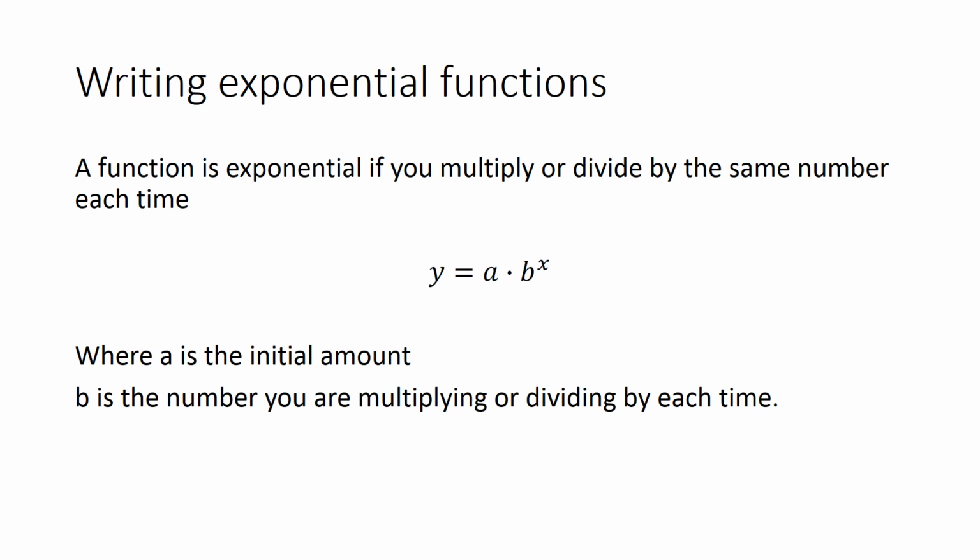Now the exponential form is probably newer to you than the linear. The exponential form can be written as y equals a times b to the x, where a is your initial amount and b is what we call the common ratio. It is the amount being multiplied or divided each time.